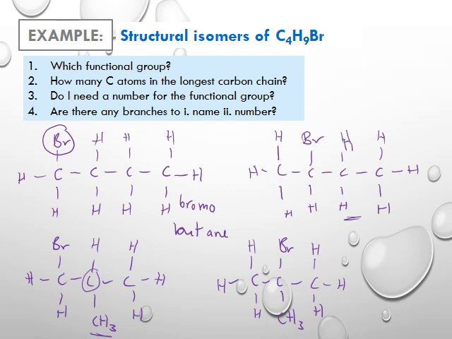Do I need a number for the functional group? Well, yeah, I do, because I can have it on carbon number 1 or carbon number 2. So this is 1-bromobutane. Okay. Are there any branches to name or number? No. Let's do the next one.